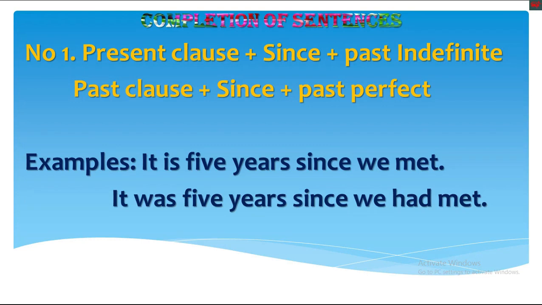Number 1. Present clause plus since plus past indefinite. Past clause plus since plus past perfect. It is 5 years since we met. This is the example of the first part of the rule number 1. The example of the second part, it was 5 years since we had met. You can clearly see the difference of the two clauses in case of using past indefinite and past perfect.